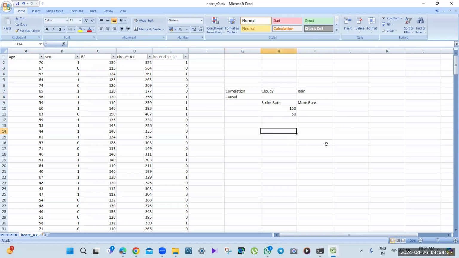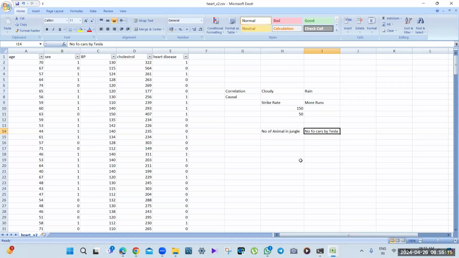Now, if there are multiple data sets, let's say there is a variable which is the number of animals in the jungle, and another which is the number of cars by Tesla. Let's say these are two variables. Statistically, if we do some correlation calculation, we might get a high correlation between these two. That is possible because statistics does not know if these two are really linked or not.